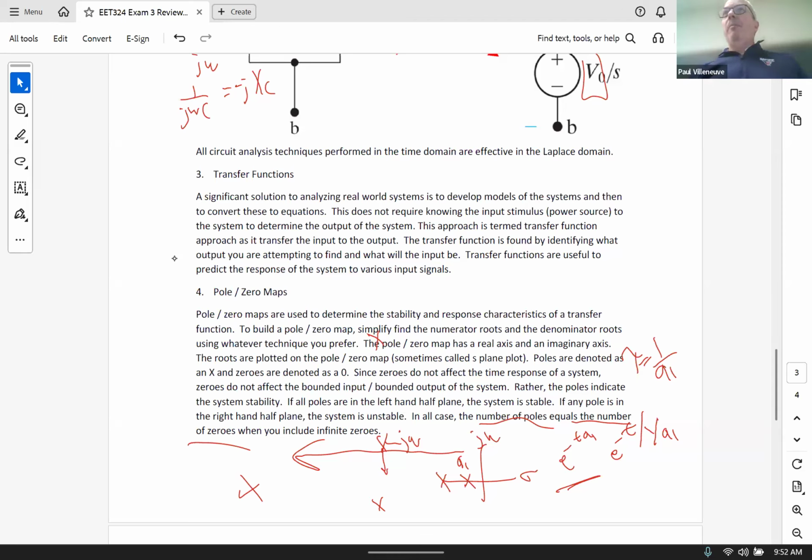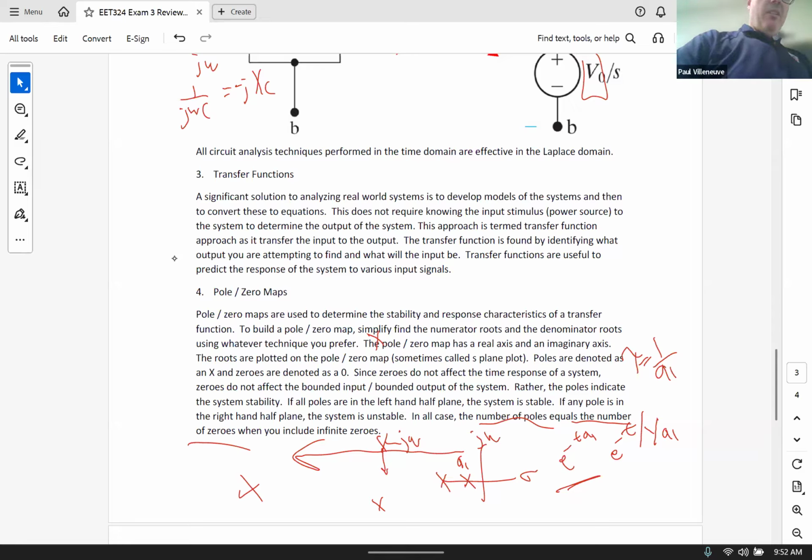One question people might ask, Paul, you only showed poles, right? I only showed X's. Why don't I show the zeros? Well, the zeros don't determine the performance of the system, right? They might have a little bit of an impact on the amplitude, but they really don't affect how long things take or what the oscillatory frequency is.